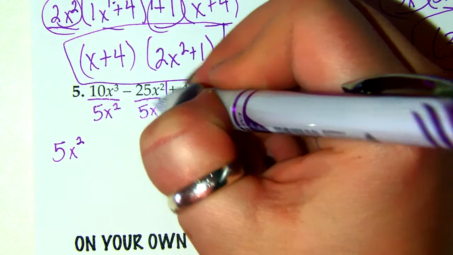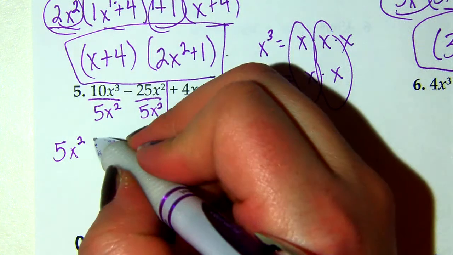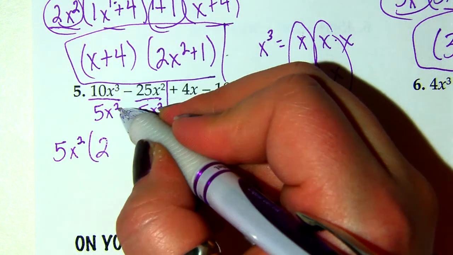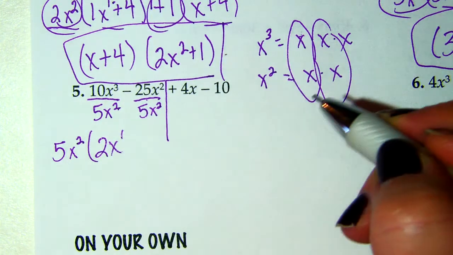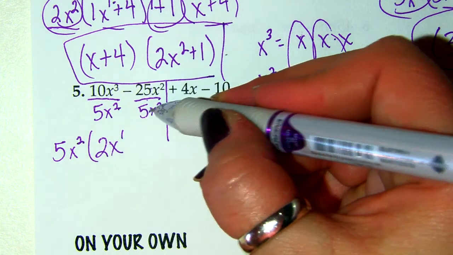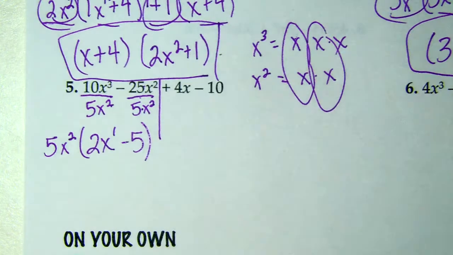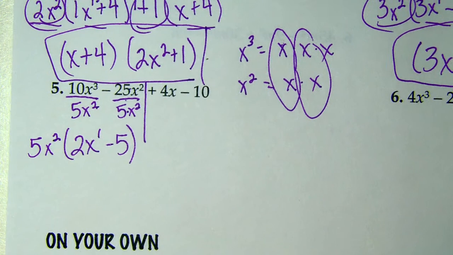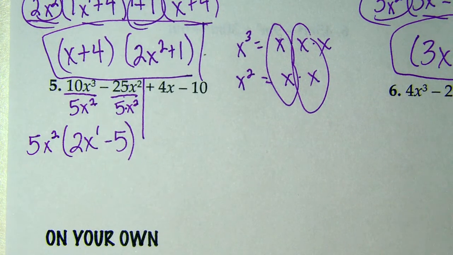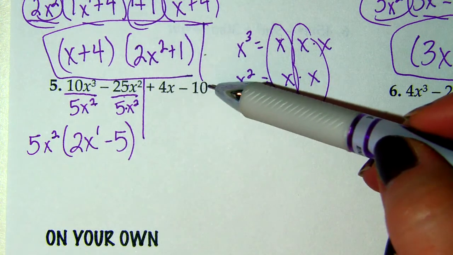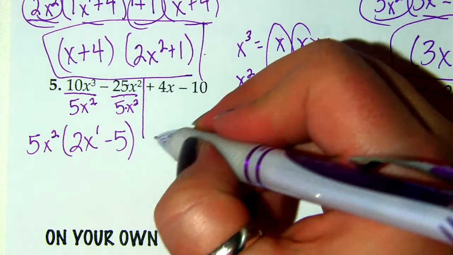So 10 divided by 5 is 2. X cubed divided by x squared is x to the first. Negative 25 over 5 is negative 5. Again, the x's cancel out. On the right side, common number in 4 and 10. So 2 is in both of them.